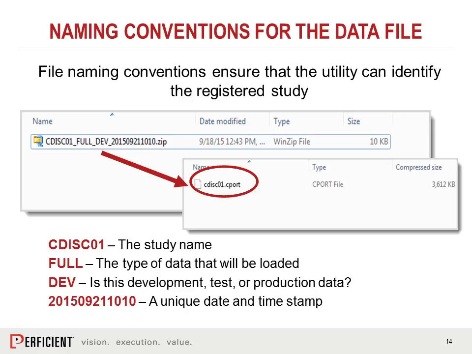Finally, we have a unique date and timestamp, which allows us to identify whether or not a data file has previously been loaded. So you can see that this set of entries closely works with the study registration we talked about previously and gives the file load utility all the information it needs to locate an area in the warehouse in which to load data.